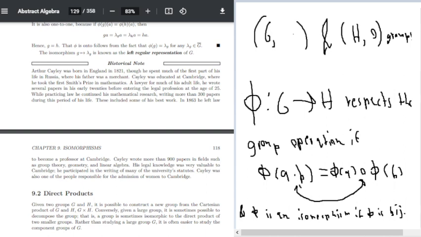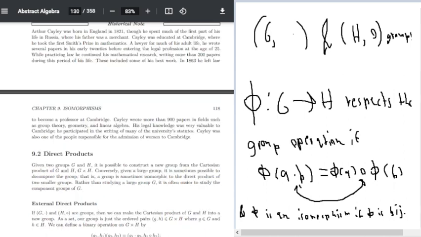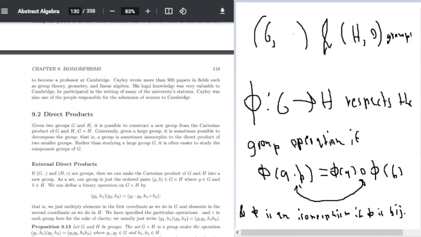While practicing law, he continued his mathematical research, writing more than 300 papers during this period of his life. This included some of his best work. In 1863, he left law to become a professor at Cambridge. Cayley wrote more than 900 papers in fields such as group theory, geometry, and linear algebra.